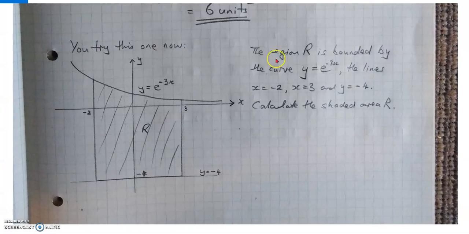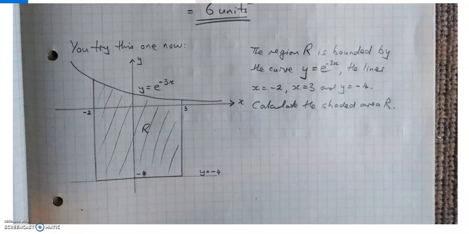gave my students, was this one here. Okay, it says the region R, here it is, bounded by the curve y equals e to the power of minus 3x. Well, there it is, that's that curve there. And the lines x equals minus 2, x equals 3, and y equals minus 4, like that. Now again, you should really be saying to yourself, hang on a minute, I've got 2 areas to find here. I've got a rectangle there, and I've got an area under the curve there. And that's exactly what we do.